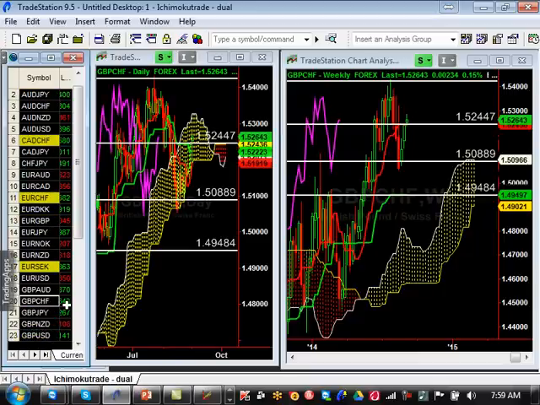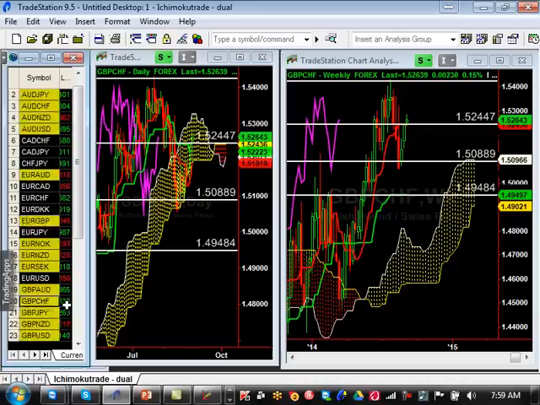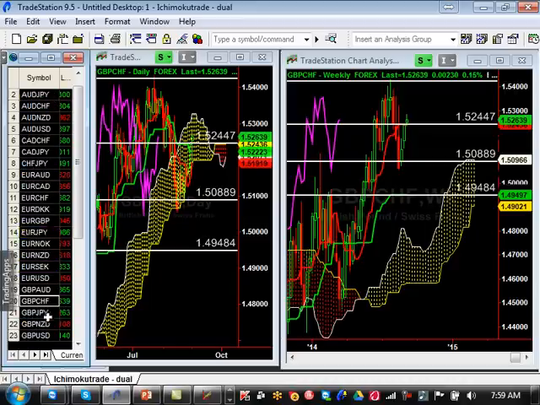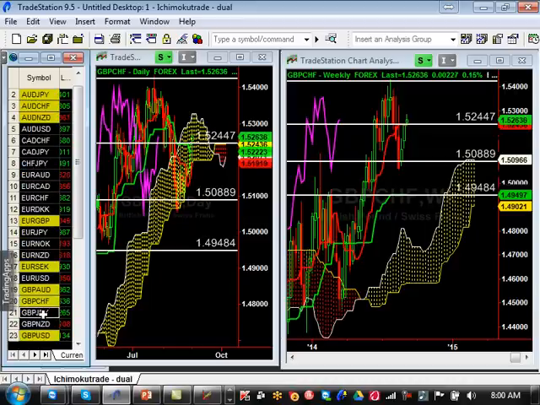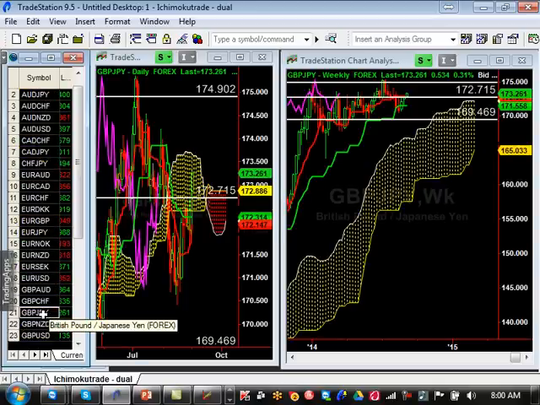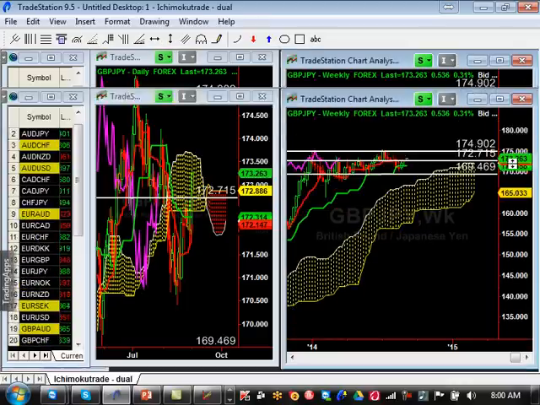Next one is Pound Switzy. Bullish trending on both the daily and weekly here, and you can see here it broke the resistance 52.44. Pound yen, this is bullish trending here, held the support of 169.46, a high probability of retesting the high and continuing to go higher.